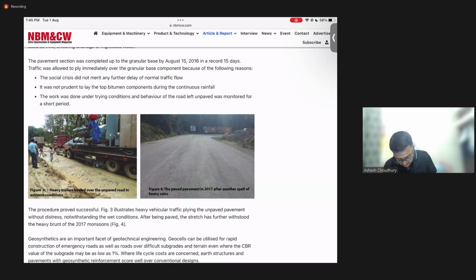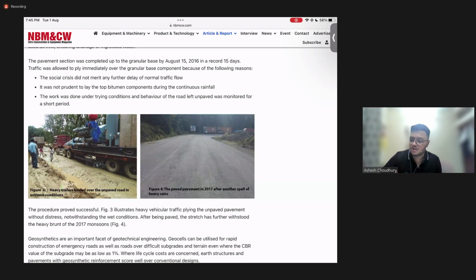You can see here, these heavy trailers are unable to go. Just see the condition of the road after rain. This used to be the condition of the road after the rain. But after the use of geocell, even after the rains, you can see the road is perfectly intact. It seems like it has just been constructed new. So this is the power of this geosynthetic material.